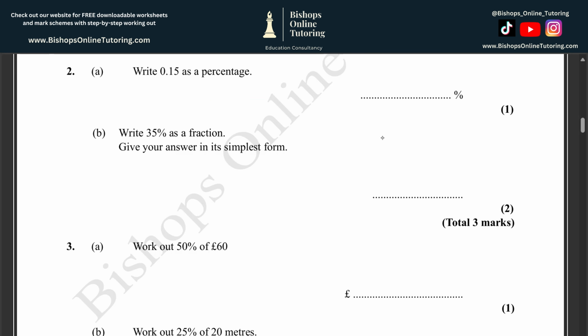Write 0.15 as a percentage. So going off the same rule as what we discussed earlier, 1.0 is equal to 100%, so that would mean that 0.15 has to equal 15%.